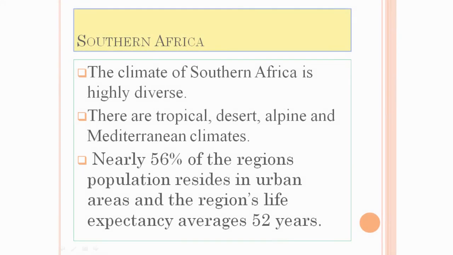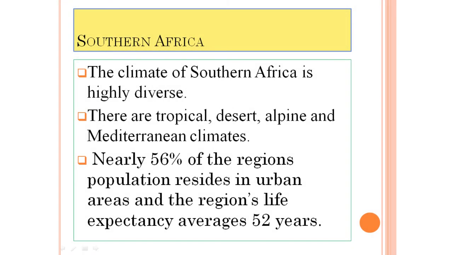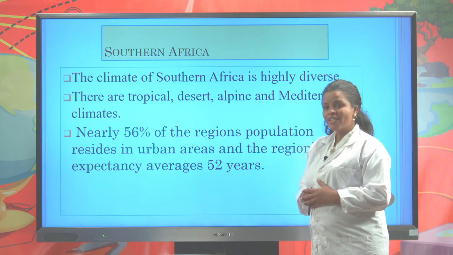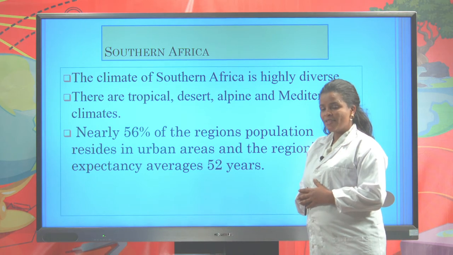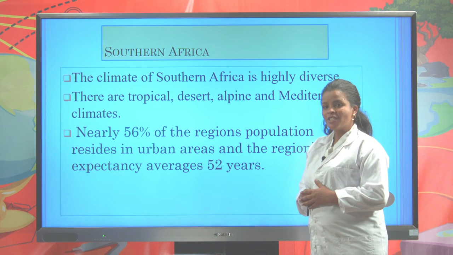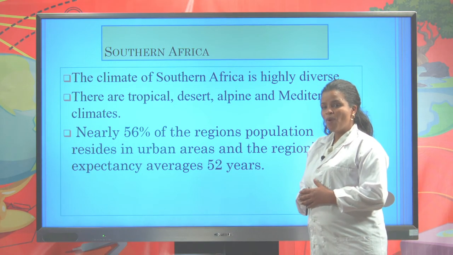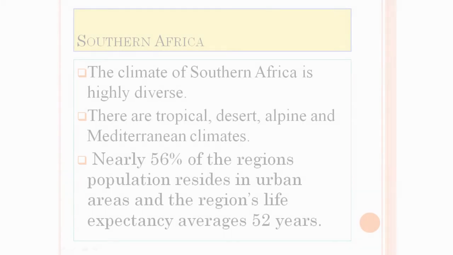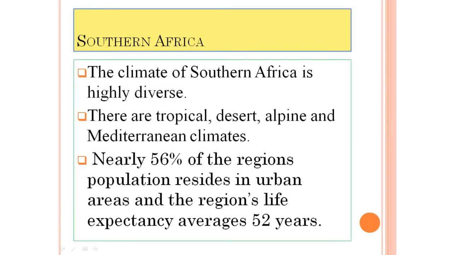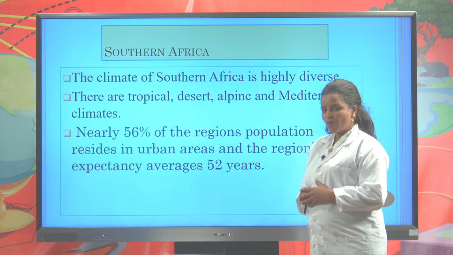Northern Africa has a long life expectancy, that is 69 years. But in Eastern Africa and Western Africa, fertility is very high, so the population growth rate is also very high, but the life expectancy is very low, that is 51 years. These regions, like Western and Eastern Africa, are less developed economically.